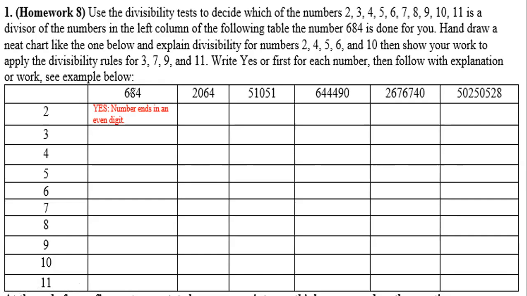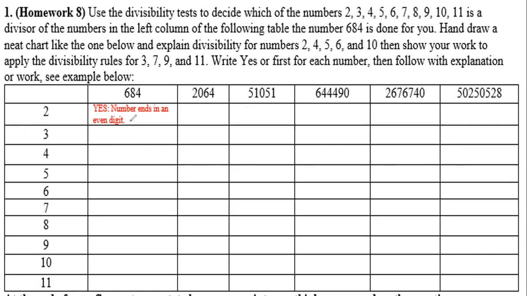The test for 2 for 684 is already done. If you remember, the divisibility rule about 2 is that if the number ends in an even digit, it's going to be divisible by 2. So 4 is even, 4 is even, 1 is not, but 0, 0, and 8 are.